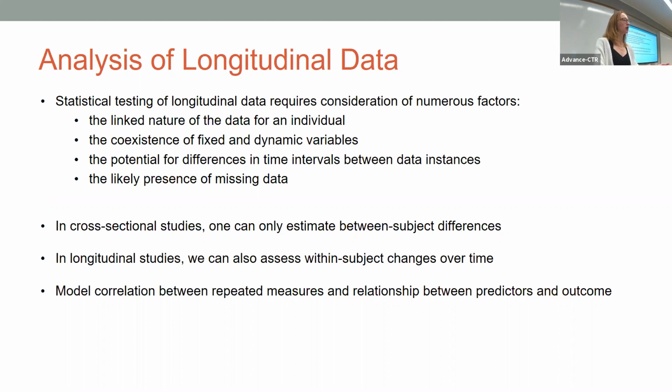I touched on this before. In cross-sectional studies, which we'll get to later, you can only estimate between subject differences. You can only compare someone to the others because you only know one thing about the person. However, in longitudinal studies, you know multiple things about a person, so you can compare them to themselves. It's a within subject change. We want to model the correlation between repeated measures and the relationship between the predictors and outcomes. So I'm going to show you visually kind of how we do that. But again, this relates to the fact that data from a specific individual is going to be more similar to each other than data from another individual.